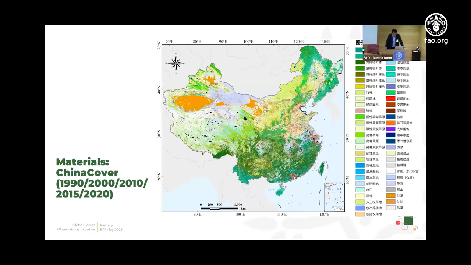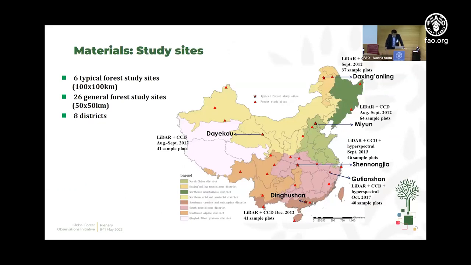Here are the materials. China land cover data is the land cover data from 1990 to 2020. The resolution of the data from 1990 to 2015 is 30 meters, and then 2015 and 2020 are 10 meters. And we also build the models in different districts. We set six typical forest test sites in the whole of China, with LiDAR and very high resolution optical image data acquired in these test sites. And also we collected ground sample data in 26 general forest test sites to help improve the estimation model in this district.